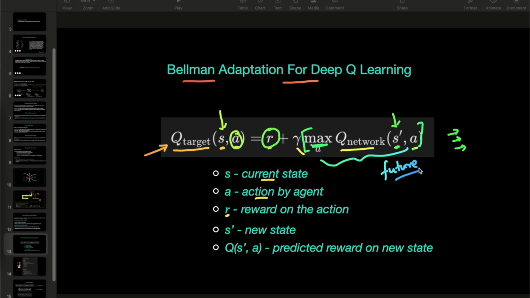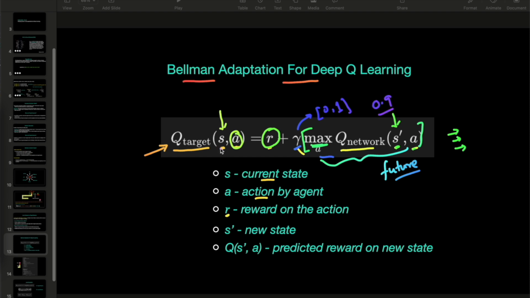in the next state, multiplied by the discount factor, which determines how much importance to give to the future reward. The gamma value lies between 0 and 1. We generally take the gamma value as 0.9.